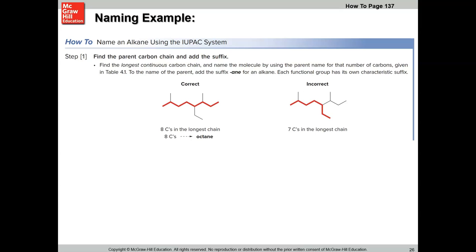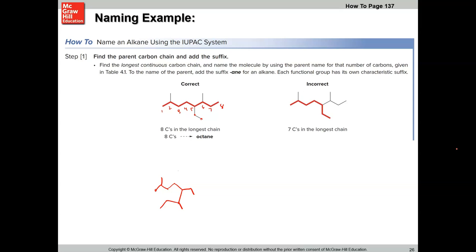So if I want to draw octane out, 1, 2, 3, 4, 5, 6, 7, 8, I could draw that out. And usually you're going to number these. On my 2nd carbon, I'm going to have a methyl group coming off. On my 6th carbon, I'm going to have a methyl group coming off. And on my 5th carbon, I have an ethyl group coming off, right? I have 2 carbons. So this is how we're going to start naming these.